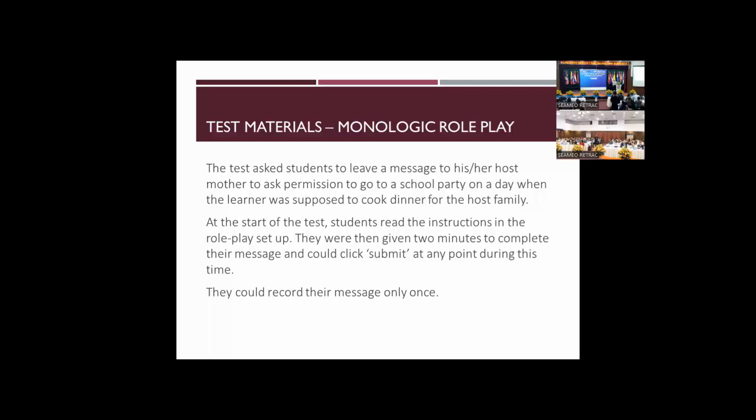Only once. So what do you think this is measuring? Would you say this is measuring more explicit processing or implicit processing? Remember, implicit processing is when you have to perform spontaneously, where you don't have much time to really reflect on what you're going to say, right? We set this up to try to measure implicit processing.